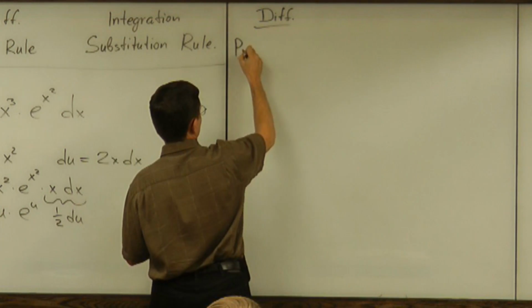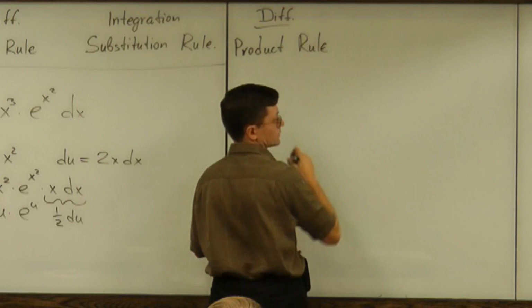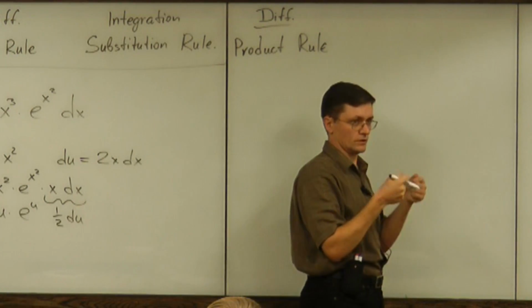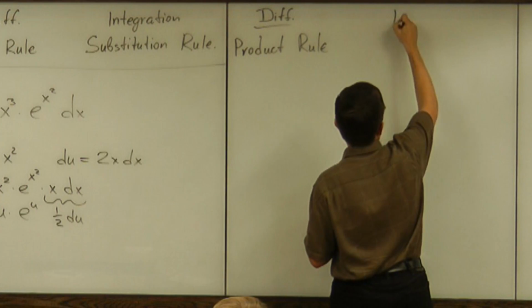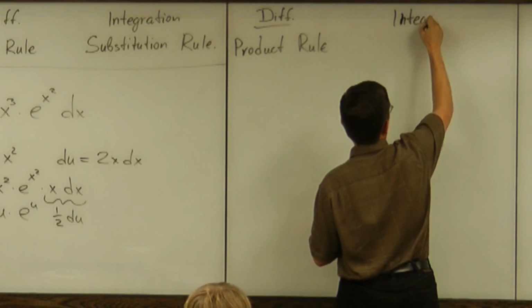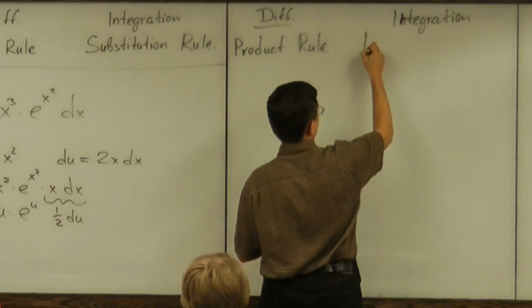So the product rule is what we use in differentiation to differentiate a product. And there is the corresponding tool in integration. It's called integration by parts.